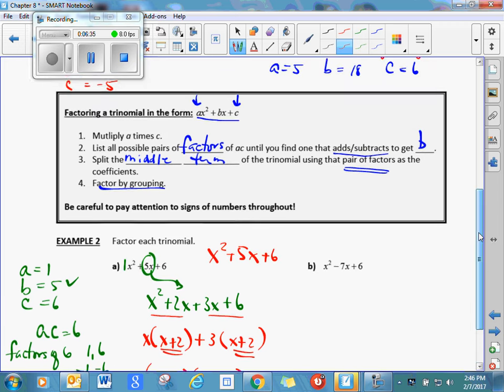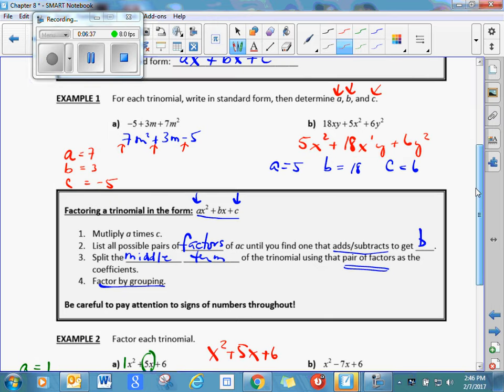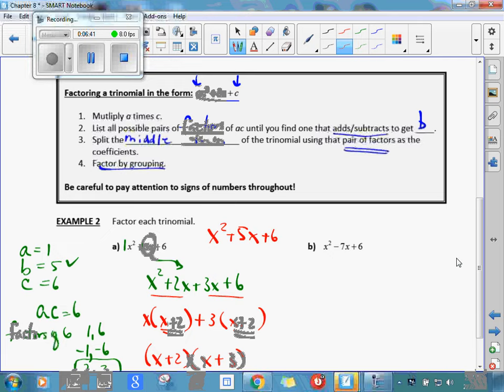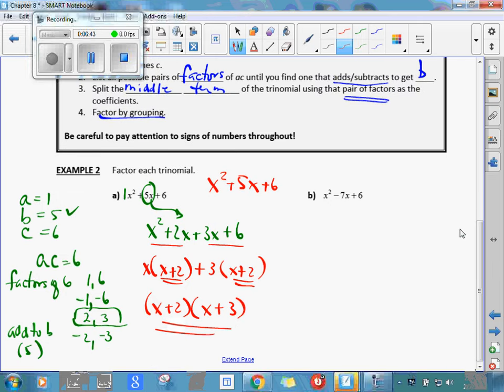Is that the one we started with up here? Way up here? No. Okay, so when you get your answer, once again, you can prove that you're right, because when you do the double distribution or you do your FOIL back again, you better end up with x squared plus 5x plus 6. You can prove that this is your answer.